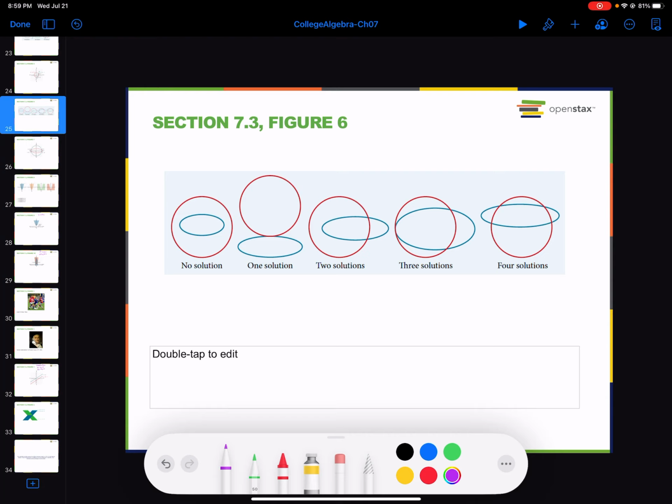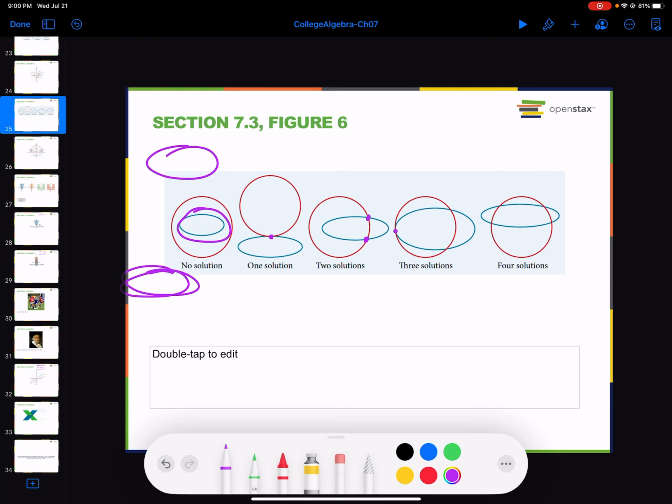Here's an example if we had a circle and an ellipse. We could have no solution at all because it's either completely inside, or it's outside somewhere far enough away from the circle that it's not going to touch. You could have your tangent ellipse where you hit one single point. You could have your intersection where you've got 2 points.